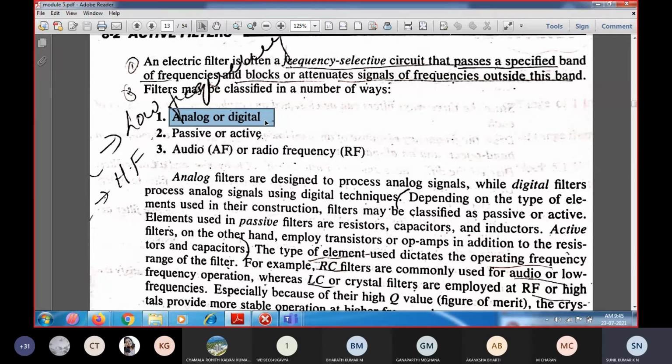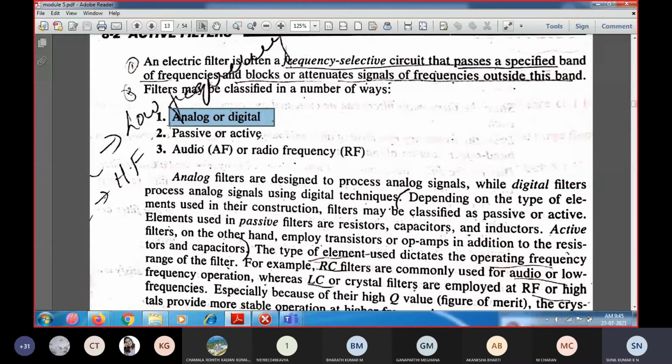So analog signals will be there, as well as digital signals. So we are going to have analog as well as digital filters as a topic. If the input signal is analog, then we have an analog filter, and if the input signal is digital, then it is a digital filter.